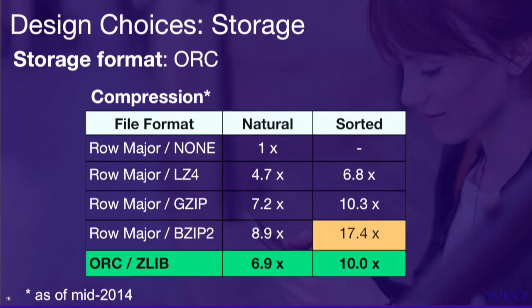So that gave a much better compression factor. As you can see here, bzip2 with natural order was about 9x compression, but bzip2 with sorted order was about 17.4x compression. ORC was similar to gzip, 6.97x compression for natural order, but for sorted order it was about 10x compression. So from this slide, it looks like bzip2 is a clear winner over here.